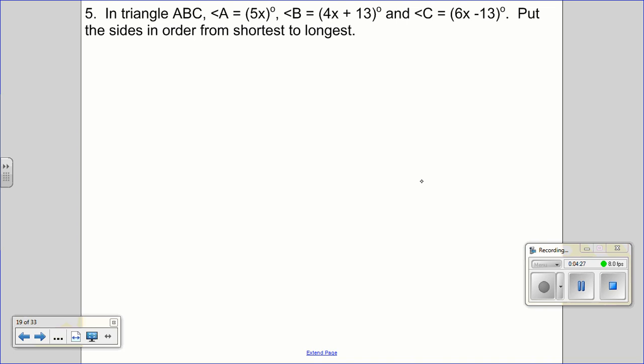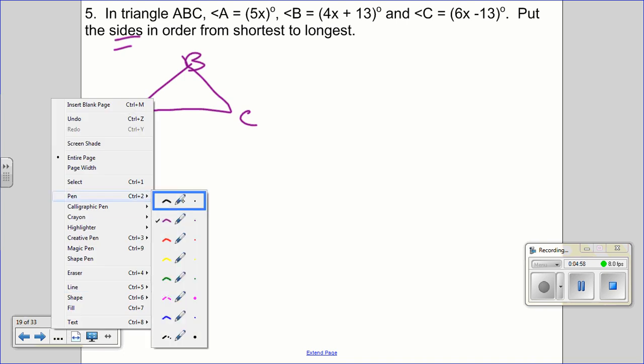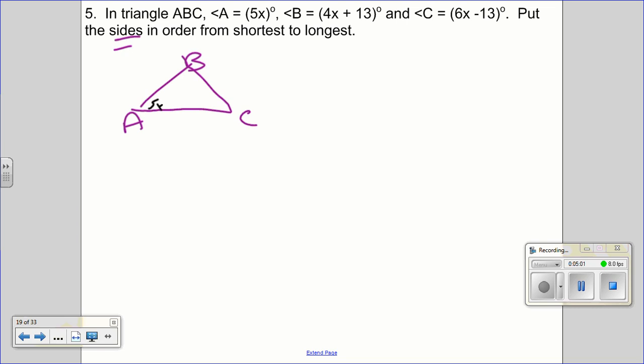In triangle ABC, it tells us the measures of angles A, B, and C. We're going to put the sides in order from shortest to longest. So the first thing I would probably do is draw this triangle and label. A is 5x, B is 4x plus 13, and C is 6x minus 13.